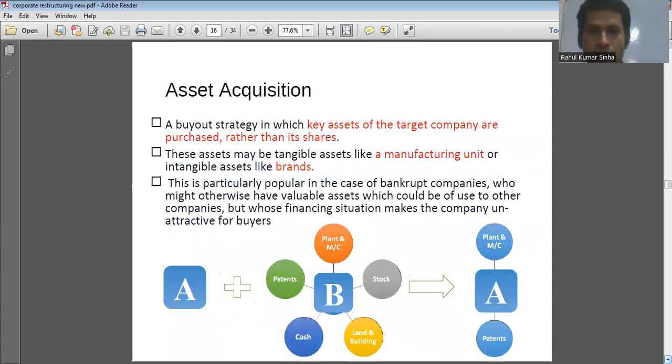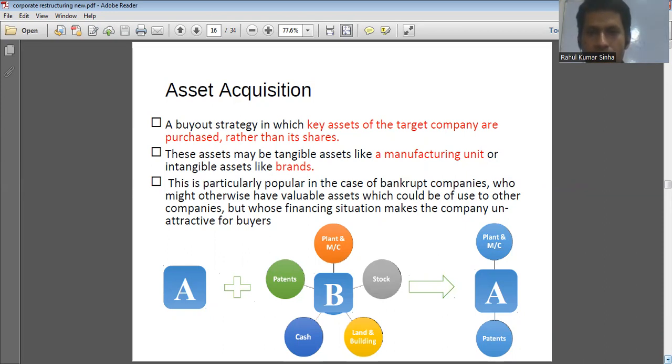And asset acquisition. Asset acquisition is a buyout strategy in which the key assets of the target company are purchased rather than its shares. There may be a case where a company has a very good research and development section, and they have developed a new technique which proves very beneficial for any company producing similar products. In this case, in asset acquisition, the company is buying the key assets of the target company and not the shares of the company. These assets may be tangible assets like a manufacturing unit or intangible assets like brands.